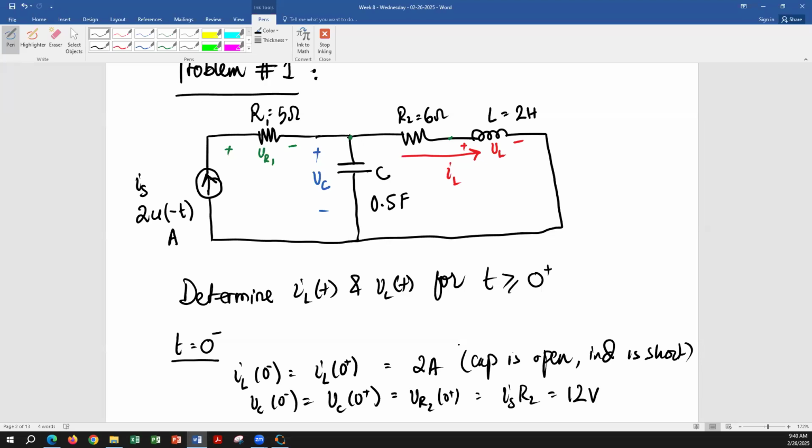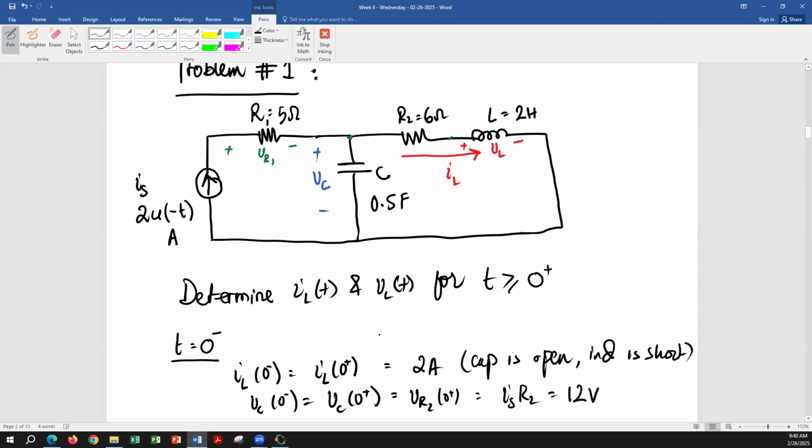So R2 is virtually, not physically, connected between the same node as the capacitor is connected. Because you take the inductor out, replace it by a short circuit, right? So that becomes the same node as the bottom node. So R2 will be connected in parallel with VC. Therefore, the voltage drop across R2 is going to be the same as the voltage across VC.